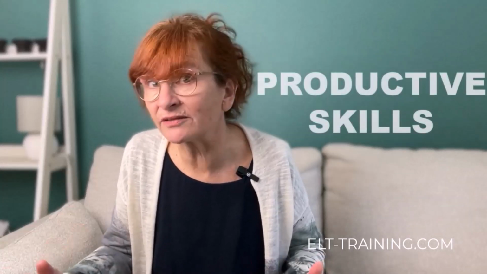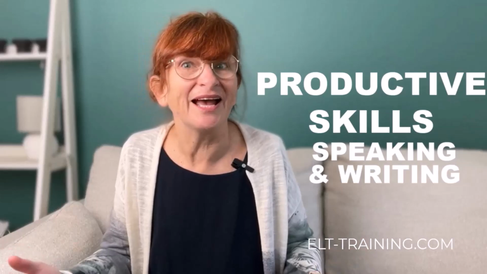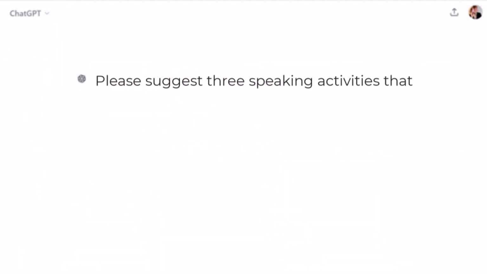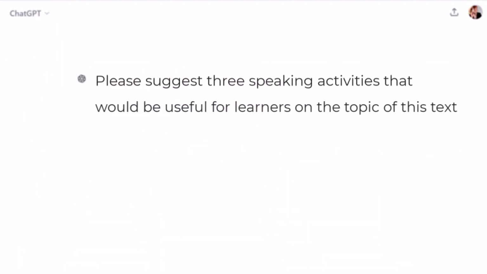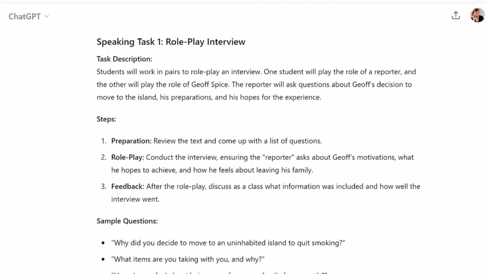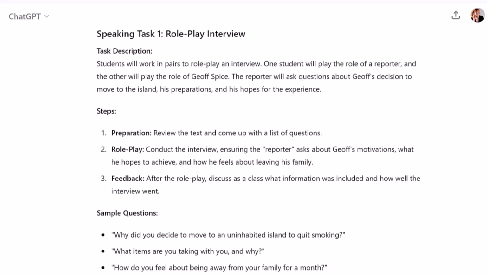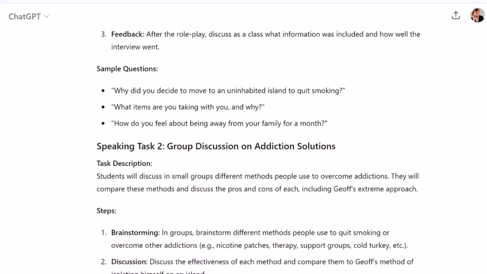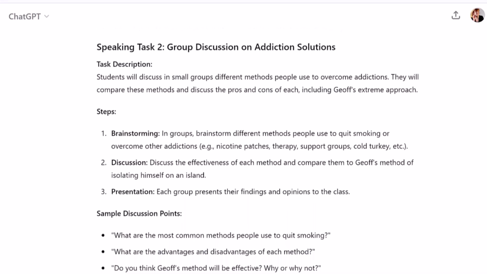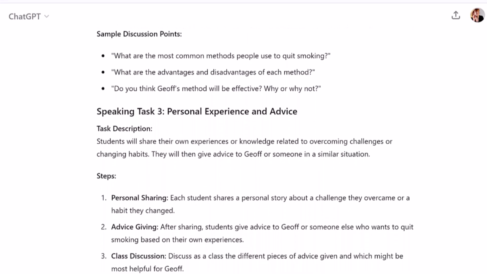So that's the receptive skills side of things, but what about tasks to develop productive skills, speaking and writing? AI does a good job of this. I asked it for 3 speaking activities that would be useful from the topic of the text, and I got these 3, all of which I feel are useful and relevant. So your job here is to critically decide which would be the most suitable for your learners based on their age, their ability, their interests.